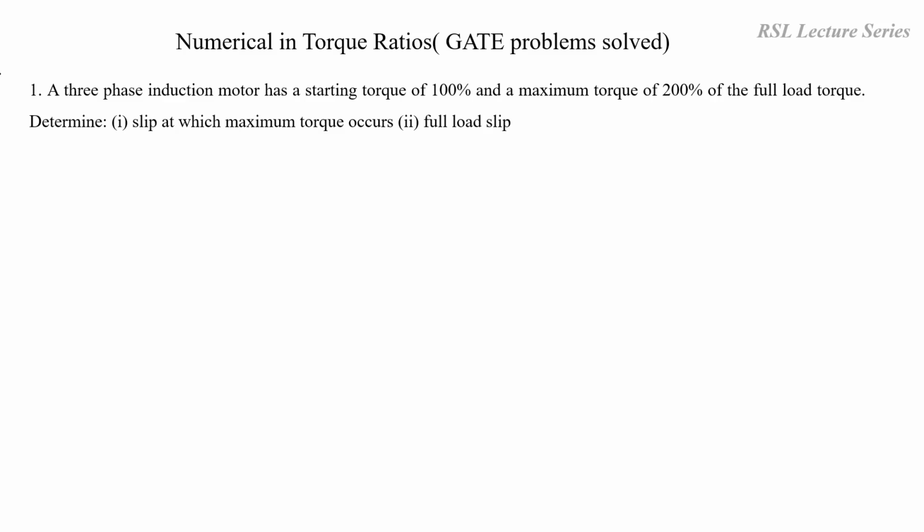Okay, first we'll write the given data. Both the starting torque and the maximum torque are given as a percentage of full load torque, right? So first, we'll write the starting torque as 100% of the full load torque. The second given data is the maximum torque, given as 200% of the full load torque. So first we have to find the slip corresponding to maximum torque, Sm, and the slip corresponding to full load.